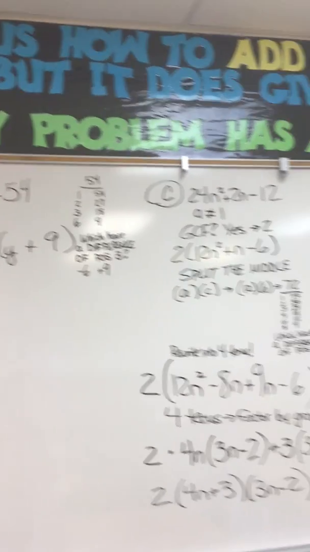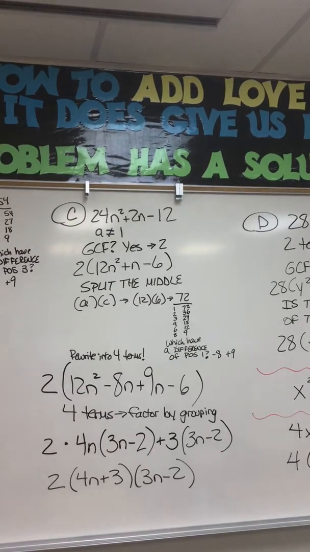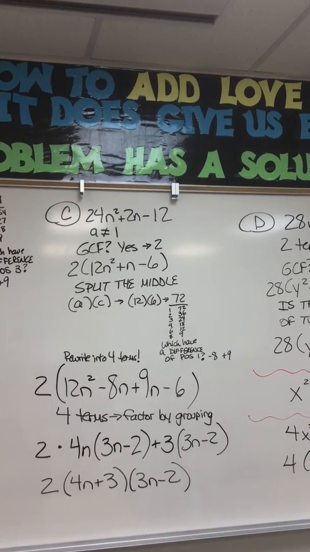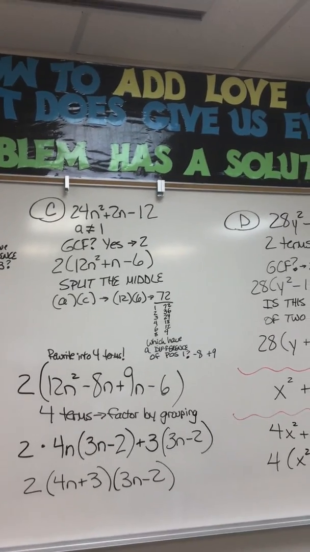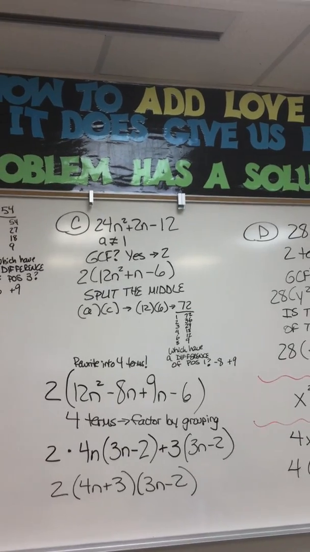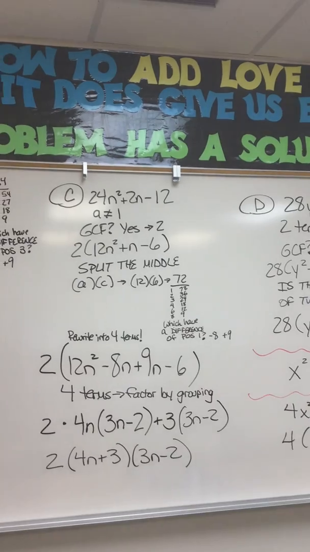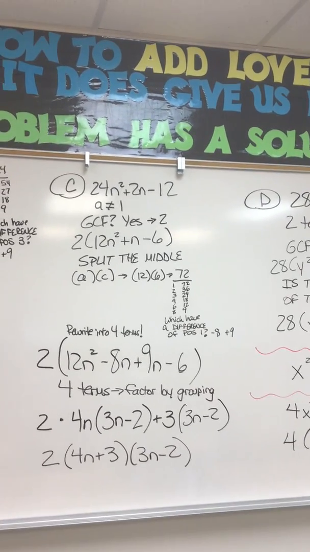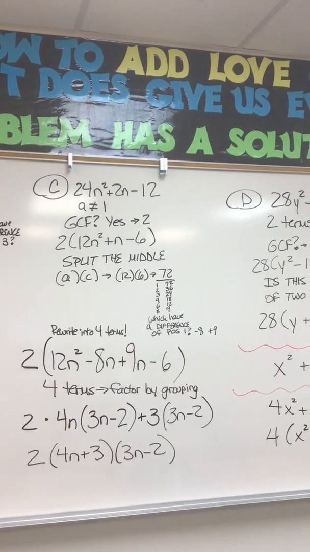Third example, we have 24n squared plus 2n minus 12. Is this 4 terms? No, so I'm not going to factor by grouping. Does a equal 1? Unfortunately not, so I can't just split it up right away. So I am going to split the middle. That is how I'm going to attack this problem.